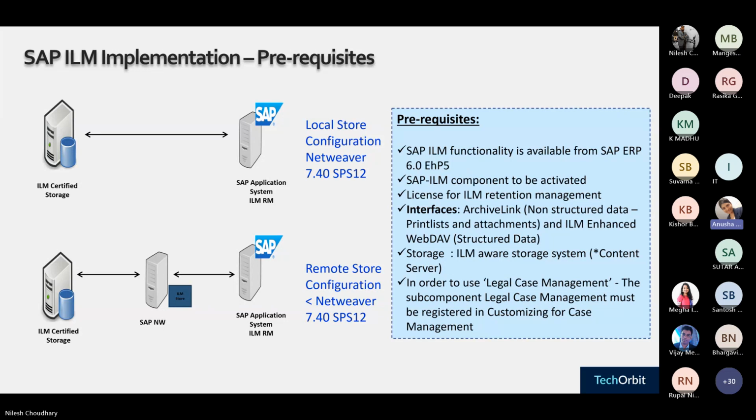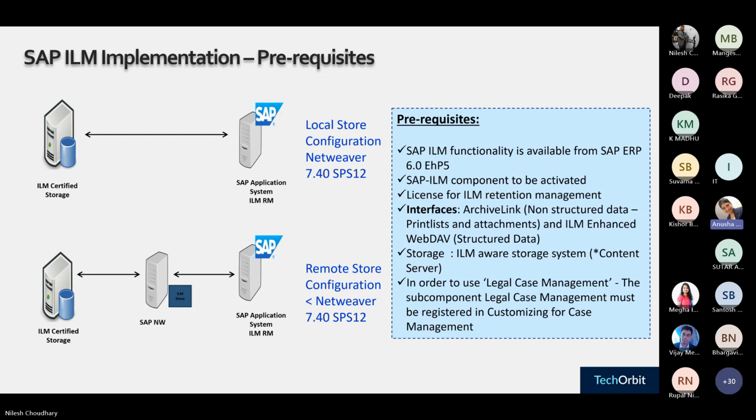This ILM functionality is basically available from ERP6 Enhancement Pack 5. From that version only, you can utilize the SAP ILM archiving. If your client has a version below this, there is no need to worry about it. You can continue to implement the archiving solution in their ERP systems. And also, if your client insists, or if you are suggesting to the client that you still want to use the SAP ILM solution, then there is an alternate way.